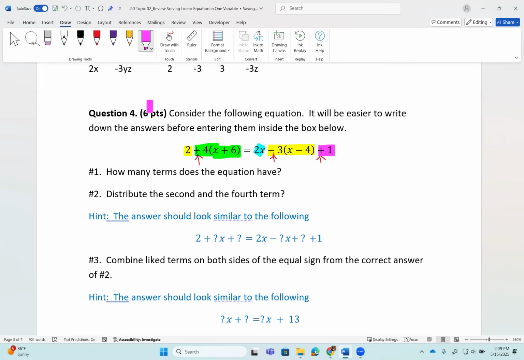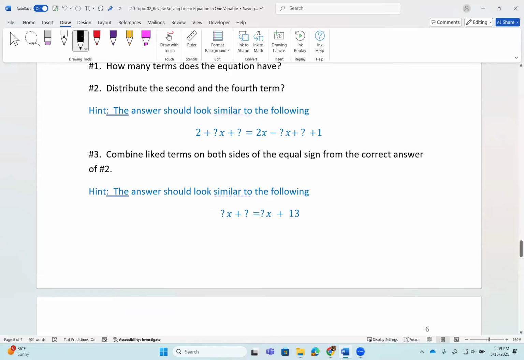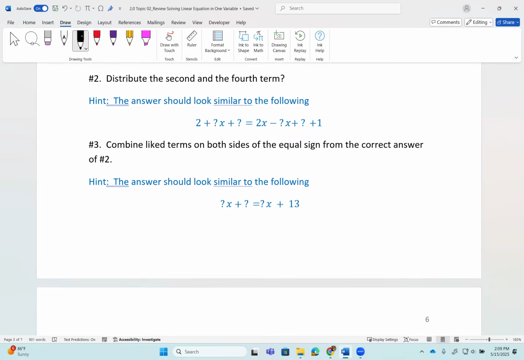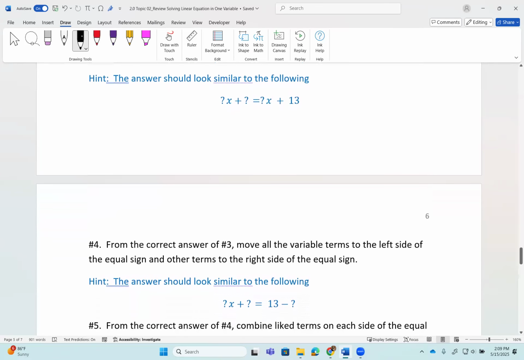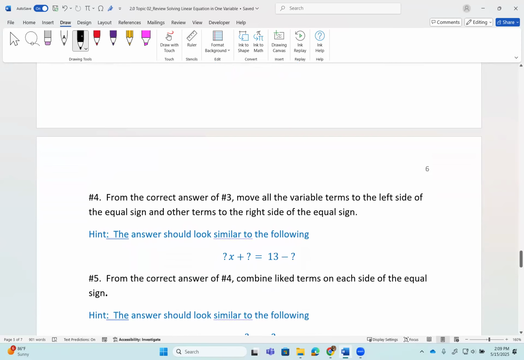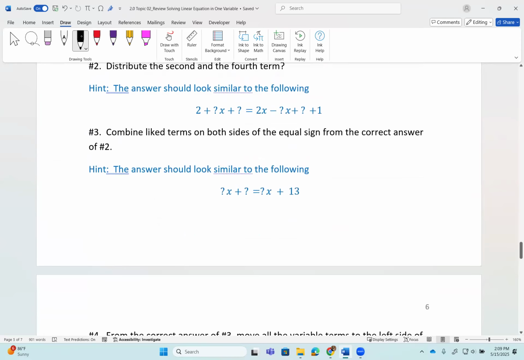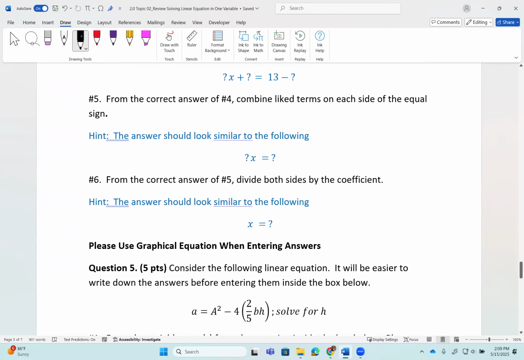So this is what the hint tells you the answer will look like. Go ahead and distribute and enter everything else out. Then just follow the directions: combine like terms on each side of the equal sign. That's probably a better way of saying it. And then move all the variable terms to the left side. Apparently, once you combine like terms on each side, the variable term on the left side is bigger than the one on the right. So just follow the directions exactly as they tell you what to do.